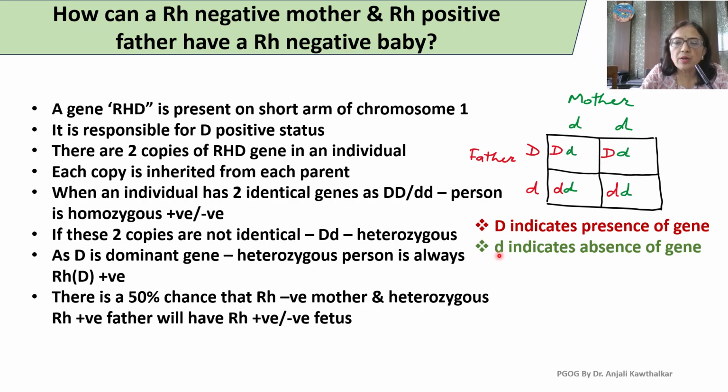Remember, there is no small d as such as a type of blood group system. Small d indicates absence of the RHD gene. We have to understand here that small d is not the presence of a separate gene. On the other hand, it indicates an absence of the gene, and capital D indicates presence of the gene. There is no blood group type as small d. Please remember.